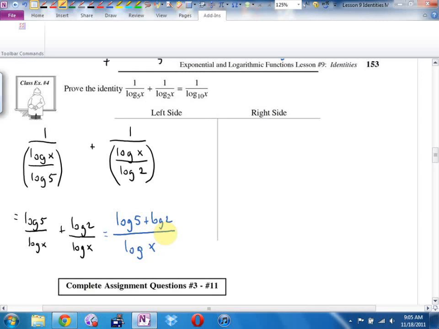I think we can do this. This is the log of 5 times 2 over the log of x. And I'm going to cross out the 5 times 2. I'm going to put a 10 there. And what's the log base 10 of 10? Turns out it works out to a 1 over. And on the bottom, I have a log. It is base 10 when I don't write a base of x.